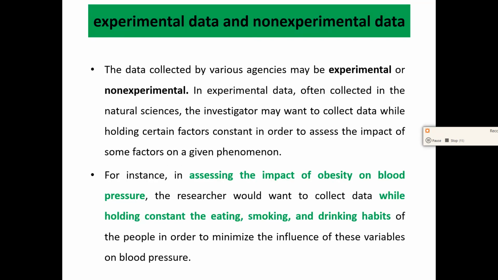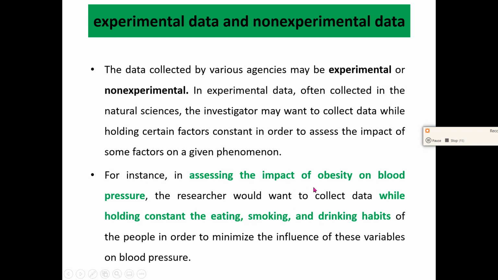Next, we have experimental data and non-experimental data. As the name suggests, experimental data is a controlled data generated in a controlled environment, whereas non-experimental data is data generated in an environment that is not fully controllable. For instance, if you are assessing the impact of obesity on blood pressure, then you would want to collect data while keeping other things constant: eating, smoking, and drinking. So what has this to do with the experimental and non-experimental debate? It's just that generally in social sciences the data is non-experimental. In other words, it is not a lab environment. Things are random in practical scenarios. So for example, the blood pressure will be a random variable.